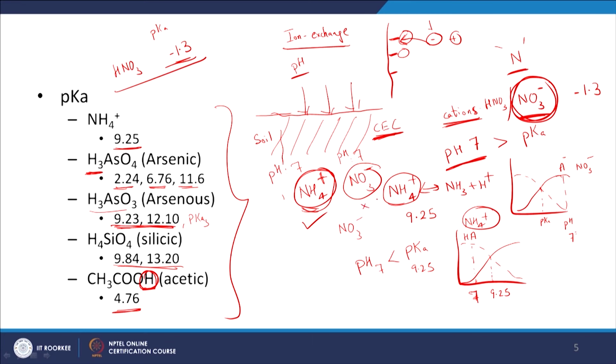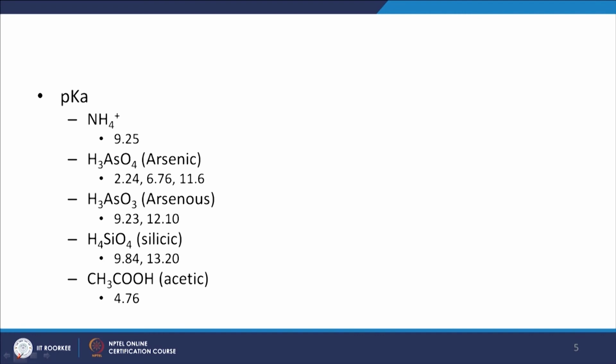So what is the key here again? We looked at pH and pKa. Let us summarize what we just discussed. We also had to have the information for pKa for HNO3 and NO3 minus, which was minus 1.3, and we are trying to see which one would be a better option, NH4 plus or NO3 minus. And the soil pH we are assuming is equal to 7.